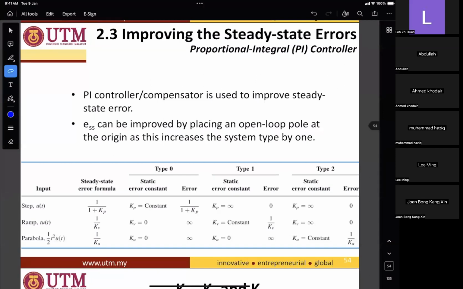Oh, there you are. Okay. Right, so we continue to the PI controller as shown here. The PI controller is used to improve steady state error. That is the general function of the PI controller. So ESS can be improved by placing an open loop pole at the origin, which increases the system type by 1.